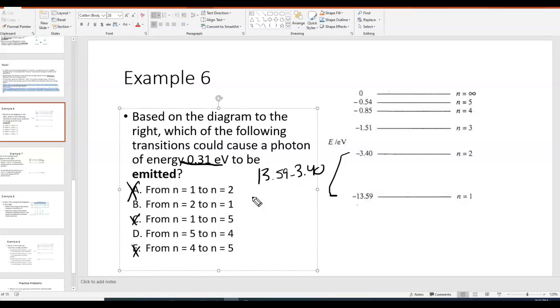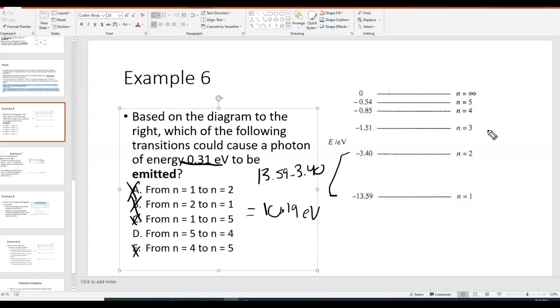So if you subtract those two numbers, that is going to be 10.19 electron volts. So in other words, an electron going from n equals 2 to n equals 1 would emit a photon with this amount of energy. Well, that's not what we want. We want 0.31. So we can eliminate B. And let's check out from n equals 5 to n equals 4.